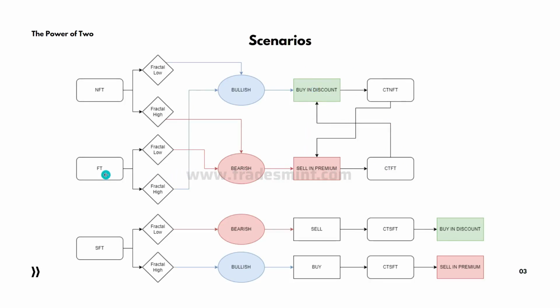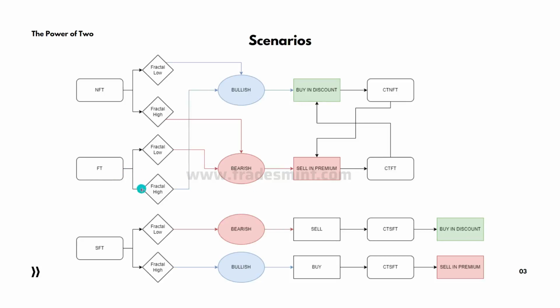Moving on to follow through, we've got a fractal low, therefore the directional bias is bearish. We can sell in premium, but also know we can capitalize on counter trend FTs, therefore buy in discount, even though it's in a bearish market, because we are counter trend.